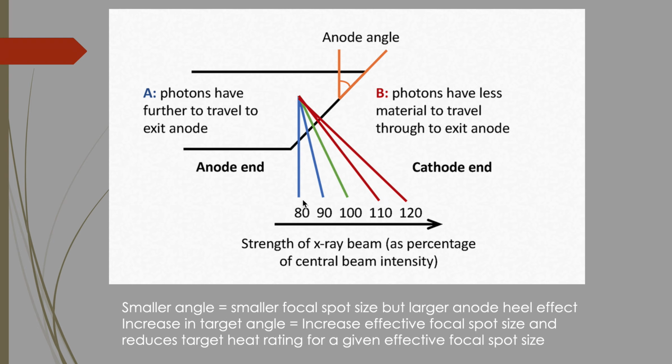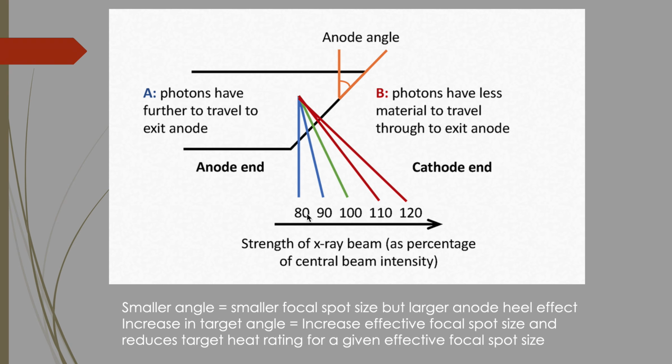Towards the anode end, the intensity of the X-ray beam is less because the beam which is produced has to travel more of the anode on its way out. Whereas towards the cathode end, the intensity is more because the traveling path of the X-ray photons emitted from the anode is less, and hence the intensity is more towards the cathode end. So this is how it varies from anode to cathode.